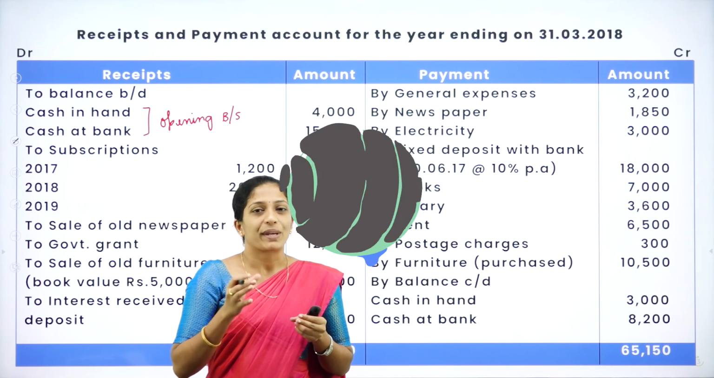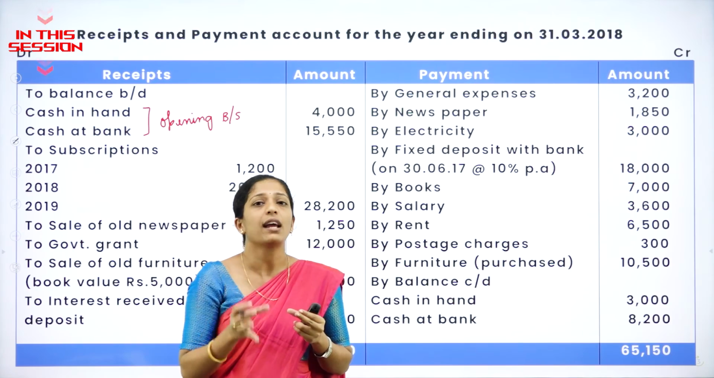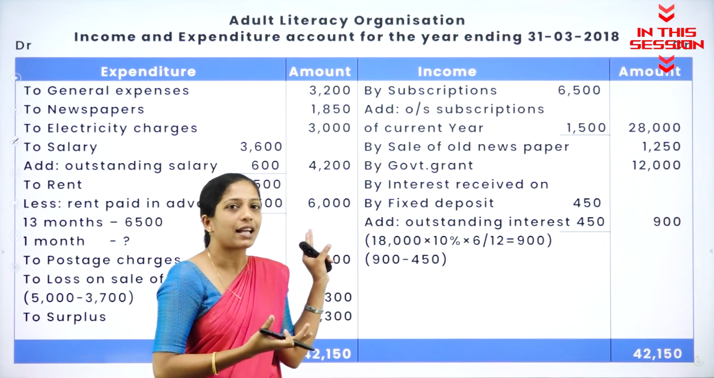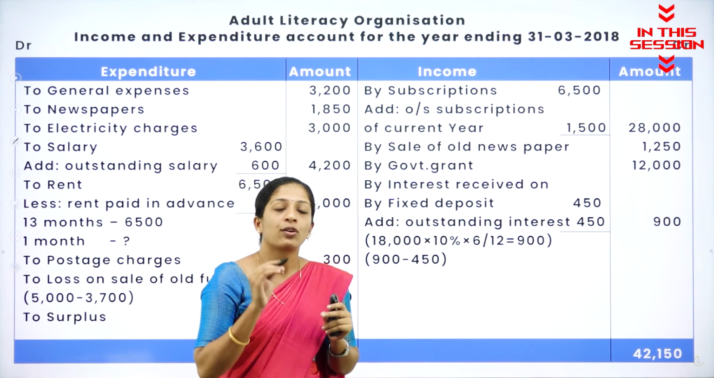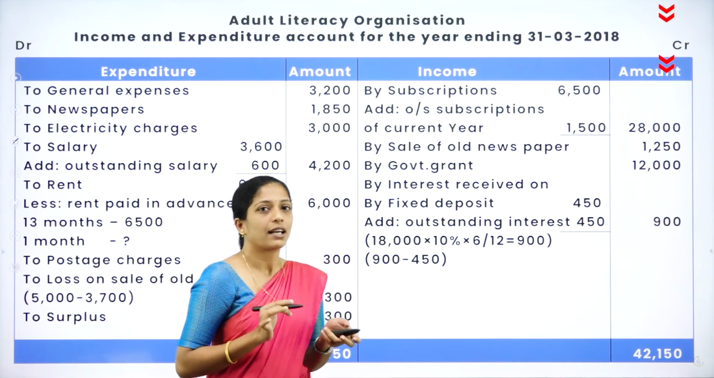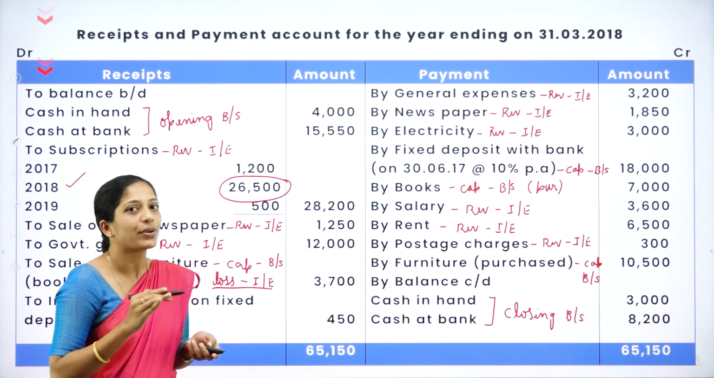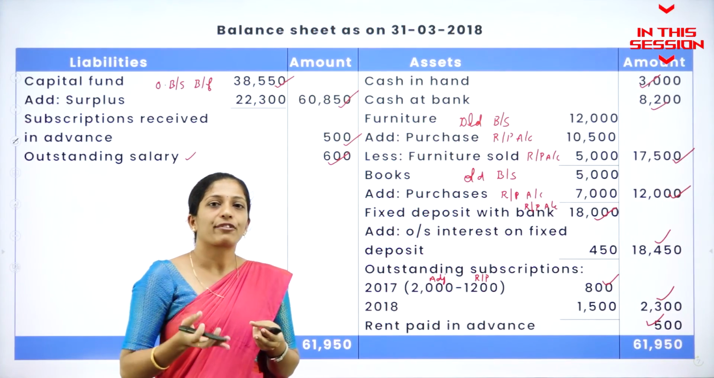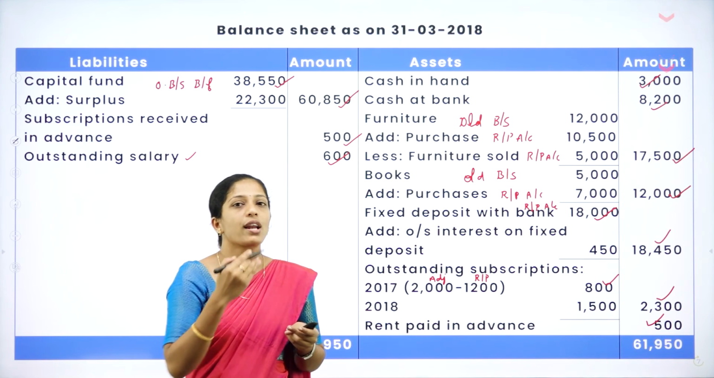When a person wants to become a member of a not-for-profit organization, he has to pay a certain amount as subscriptions, and whatever is there on the receipt side has to be recorded on the income side of the income and expenditure account, and only revenue items have to be recorded. But there is an outstanding interest on fixed deposit. So what we are going to do is add that outstanding interest. So you have to be careful whether it is of the previous year, current year or next year.